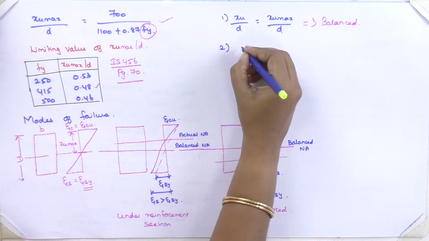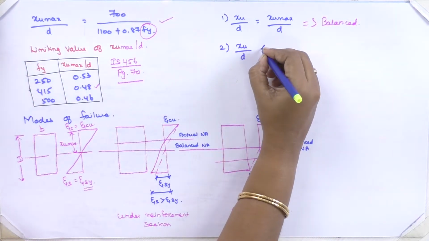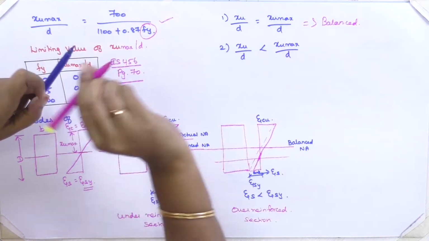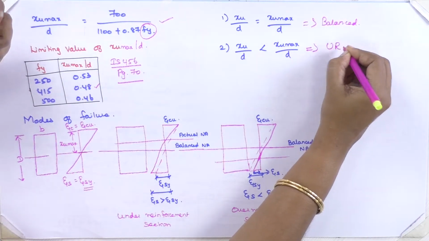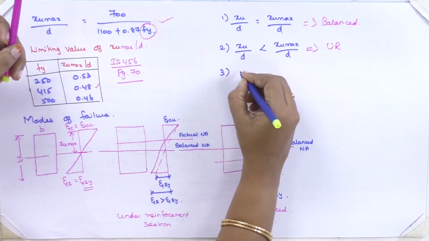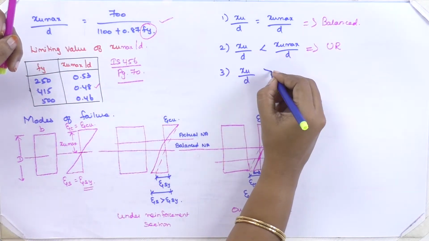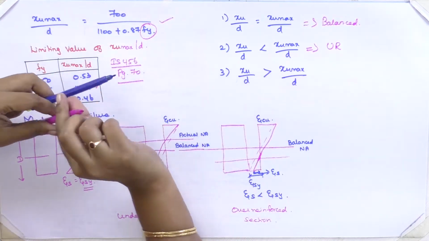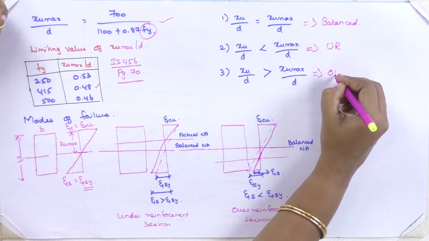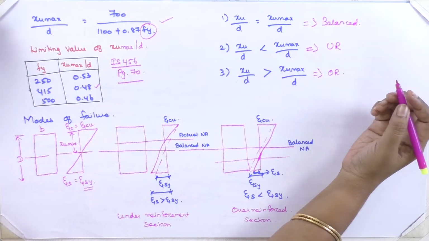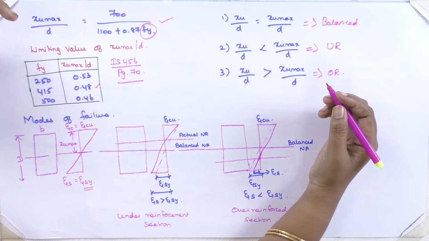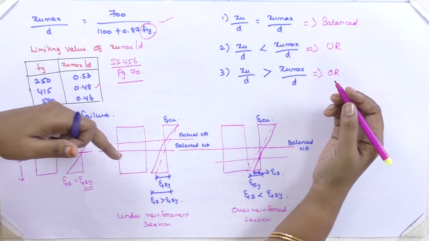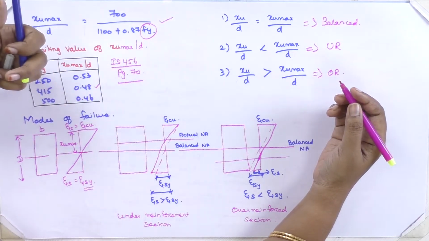Second one, Xu by d is less than Xu max by d, you can call it as under reinforced. Third one, Xu by d is greater than Xu max by d, you can call this as over reinforced. Or else we have equal to failure strain, more than the failure strain, less than the failure strain. In all the ways we can explain this.